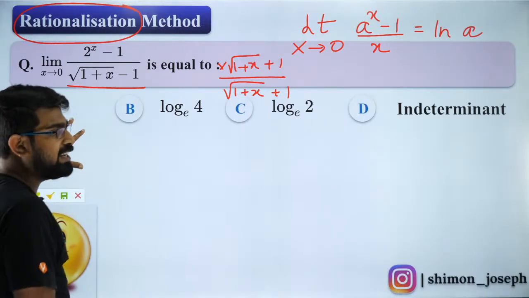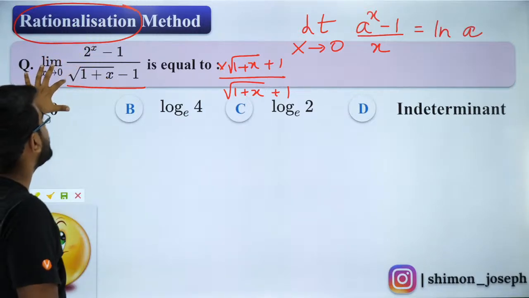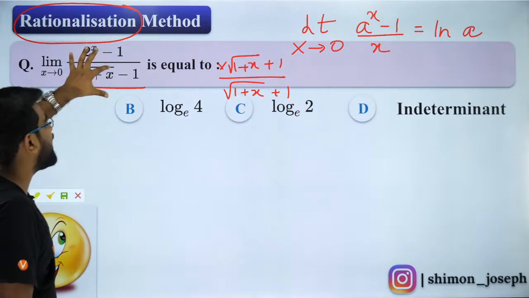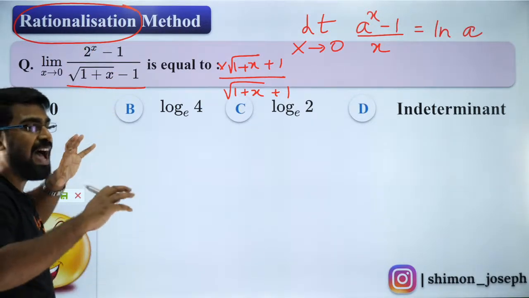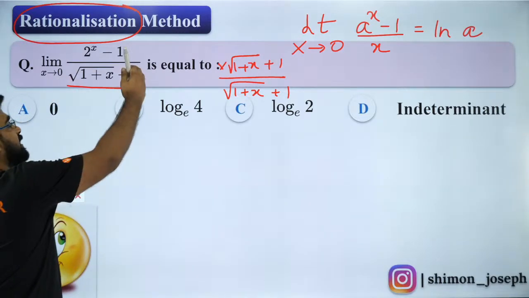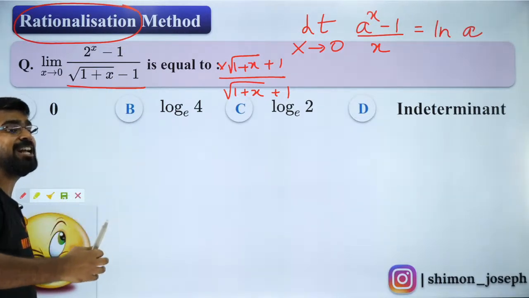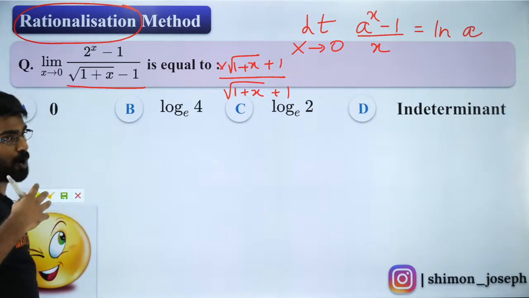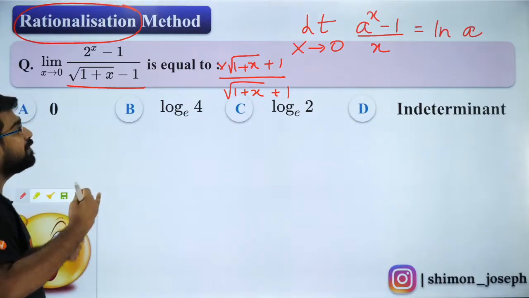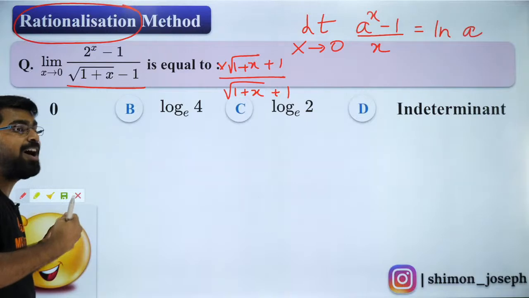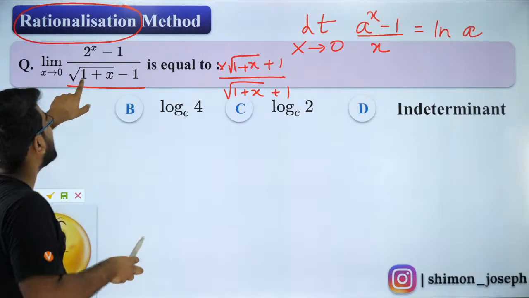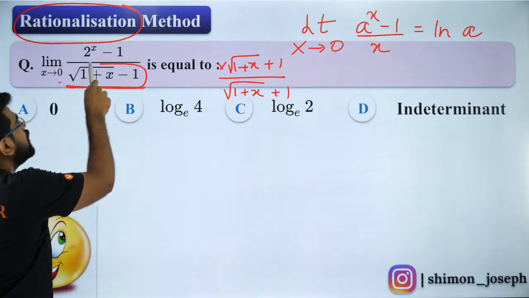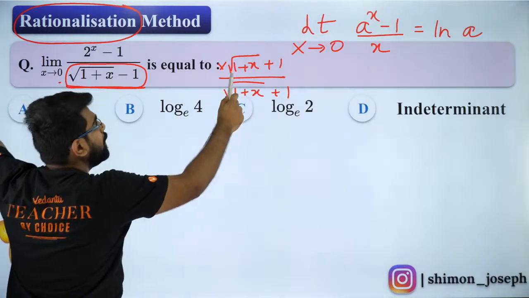Okay, so everybody listen. (2 power x minus 1) by (root of 1 plus x minus 1). When I put x equal to 0, I get 0 by 0 form, which is indeterminate, and therefore I try to rationalize. Whenever you encounter an indeterminate form, you need to move towards a better way of solving, which is either factorization, which is not possible here, so I go for rationalization. When I say rationalization, what do I mean by that? I need to rationalize my denominator. So I multiply and divide by its conjugate.